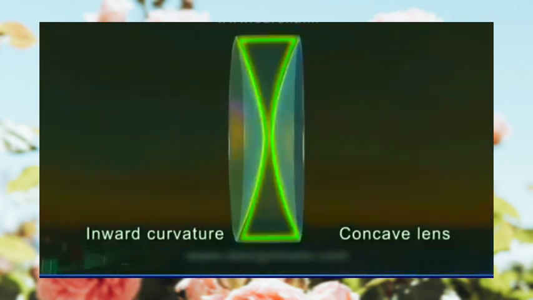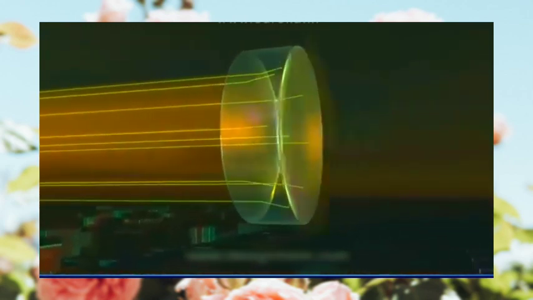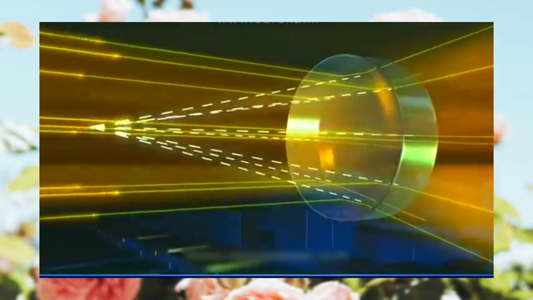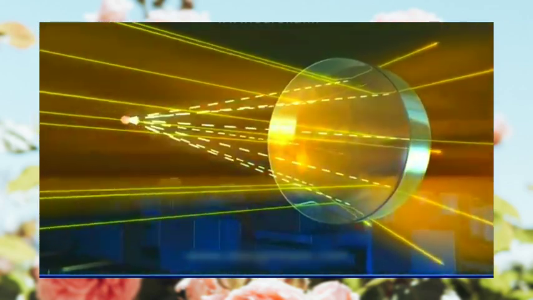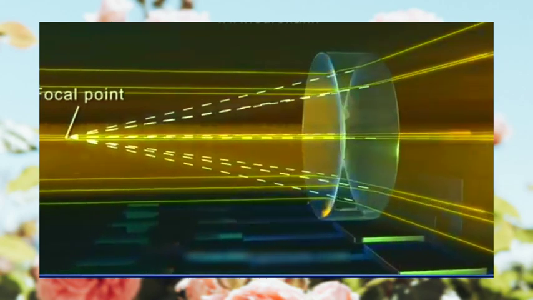A single piece of glass formed in this fashion, having inward curvature, is called a concave lens. The parallel rays of light incident on the concave lens undergo divergence as they emerge on the other side. If the divergent rays are extended backwards, then they appear to meet at one point on the principal axis on the same side of the object. This point is called the focal point of the concave lens.